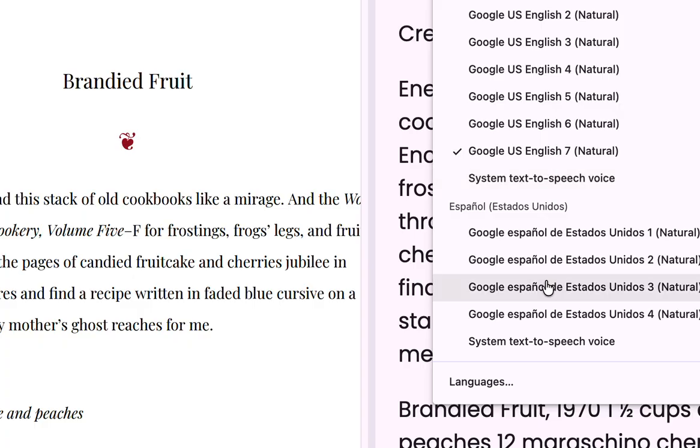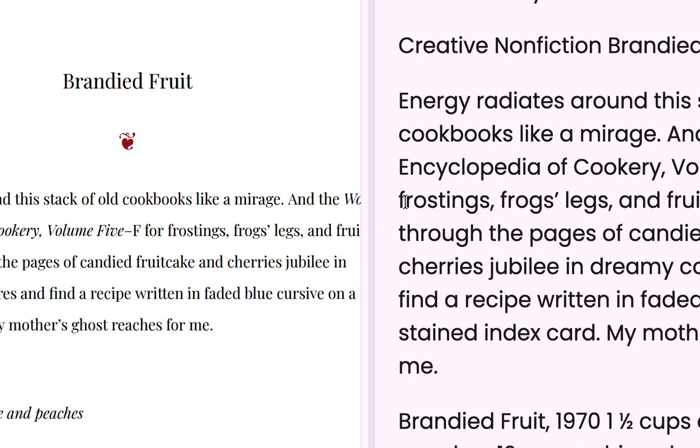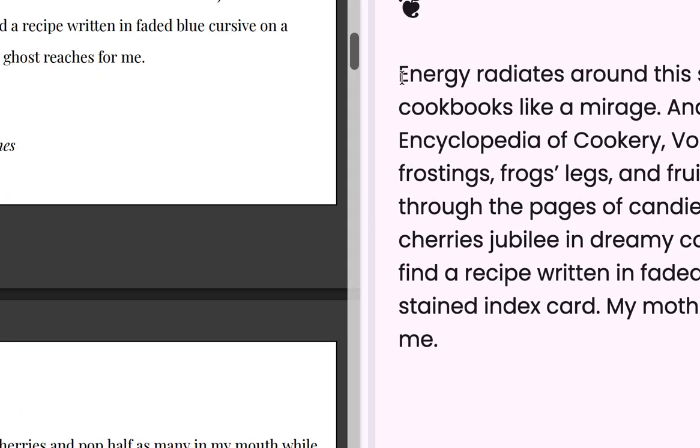Yo hablo y entiendo español, and so I also have, of course, Spanish, but one of my home languages is English, so I have English here as well. It will read to you. So I'm going to try to let this read a little bit to you so you can get a sense. It's robotic, but if you prefer to have something read to you, you can have it read to you.